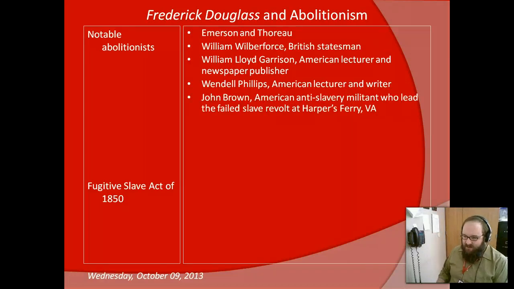John Brown, a famous name. He was an American anti-slavery militant who led the failed slave revolt at Harper's Ferry, Virginia. So he was an abolitionist, but he took it a step further. He actually was a militant who led an armed revolt, a failed revolt at Harper's Ferry.